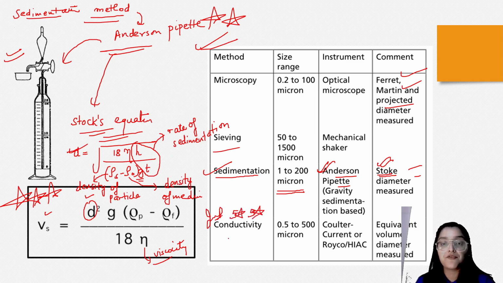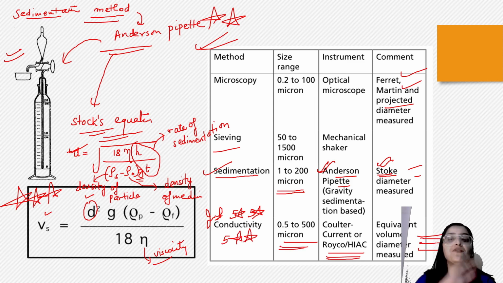Then comes your very important 5-star topic. I'll rate it as a 5-star topic, the conductivity. You should memorize the size range, the instrument name and the volume diameter. Everything about it is really important. Once you start solving the questions, you will understand how important this table right here in front of you is, and it can answer a lot of questions from your exam point of view.